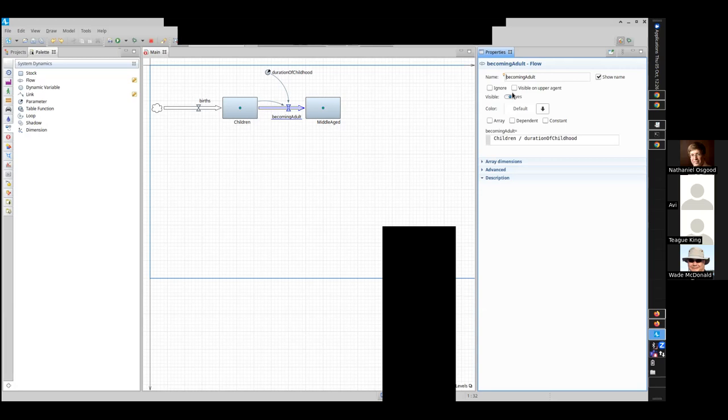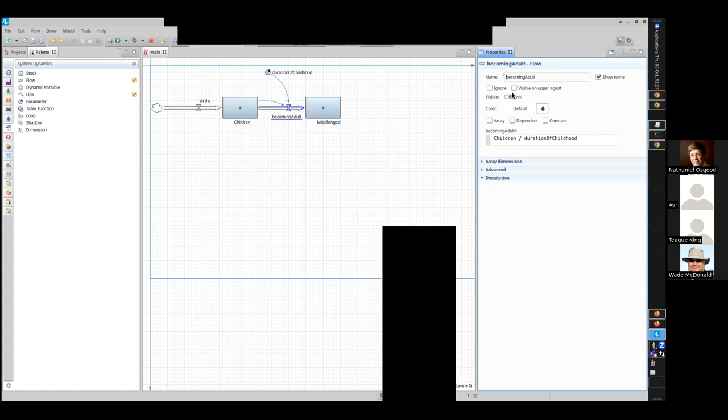then we need to break it up into multiple stocks. Now, it turns out that the same basic mathematics will come in with state charts when we have a fixed rate transition out. But with state charts, we have more flexibility because we can, at an individual level, keep track of when someone came in. And we could say they don't leave until exactly 18 years after coming in.